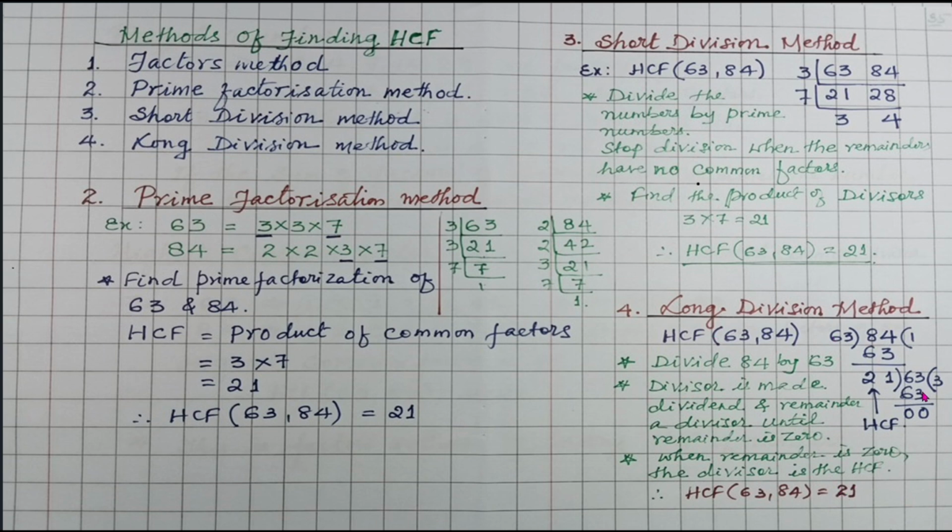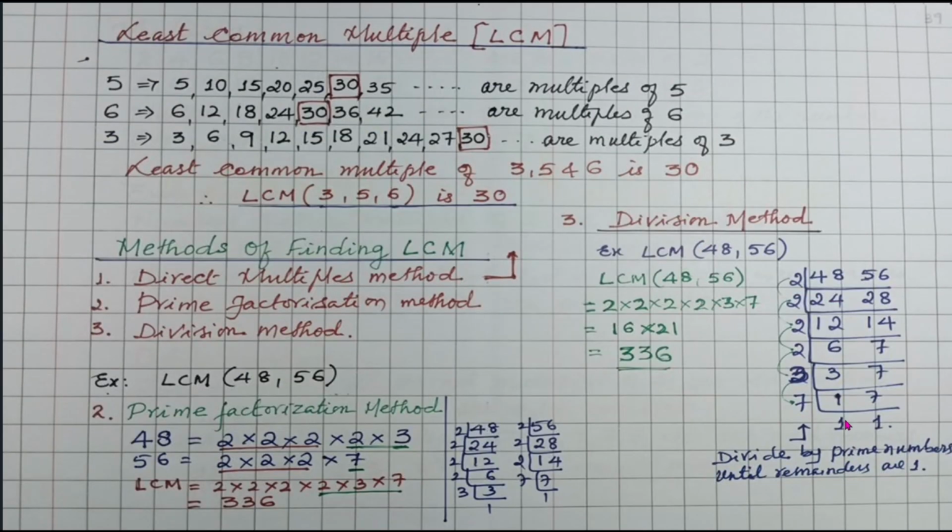So try to remember the procedure I have explained, and that is the procedure of finding HCF by the long division method. Now what is the LCM, the least common multiple? What is the meaning of LCM or least common multiple?